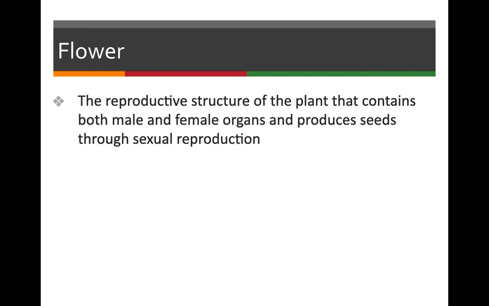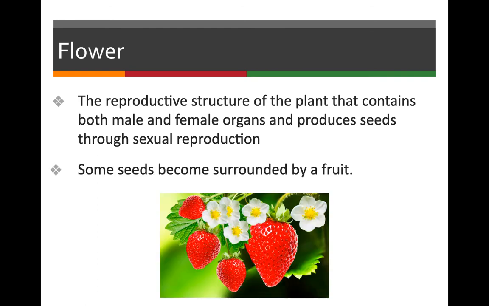The flower is our last plant organ. So this is the reproductive structure of the plant. It contains both male and female organs and produces seeds through sexual reproduction. And some seeds then become surrounded by a fruit.